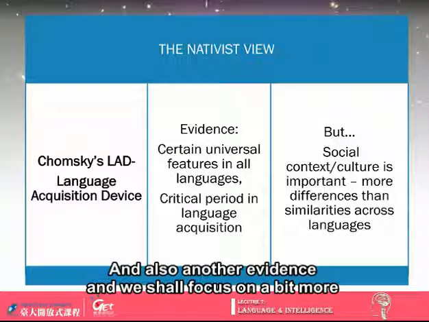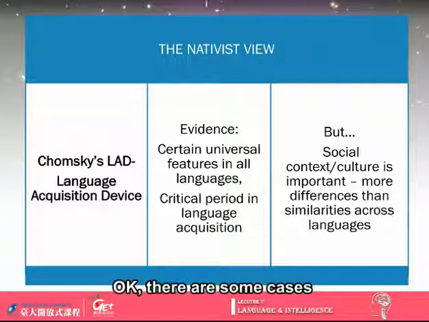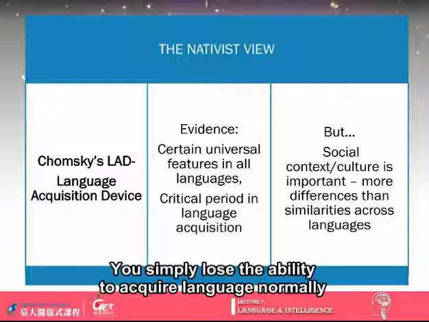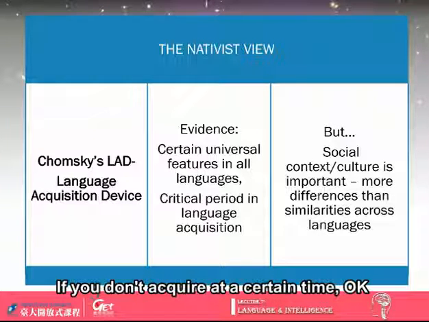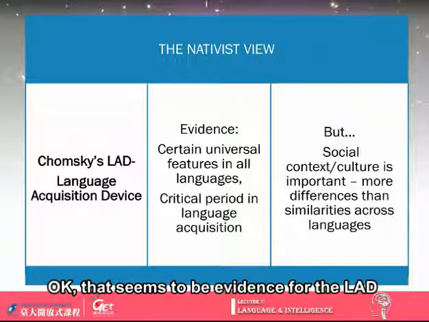Another evidence, which I'll focus on a bit more, is that there seems to be a critical period in language acquisition. There are some cases where it's clear that if you don't acquire language by a certain age, you simply lose the ability to acquire language normally. Your language will always be impaired if you don't acquire it at a certain time. So there seems to be a biological basis, some innate basis to this. So there seems to be evidence for the LAD.